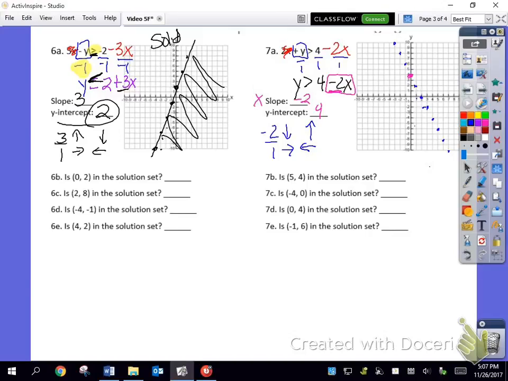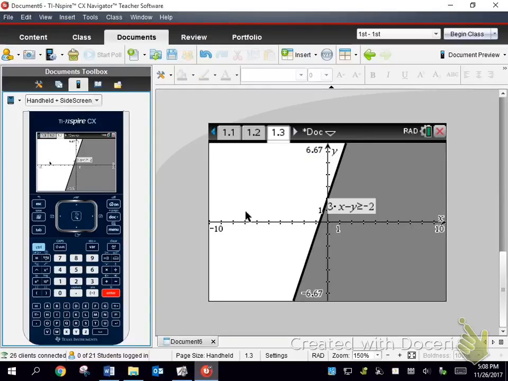And there's not a line, so this should be dotted. So just dot your lines and look at this one right here. It's greater than, so it should go above. Okay, so we're going to graph it and we're going to double check.